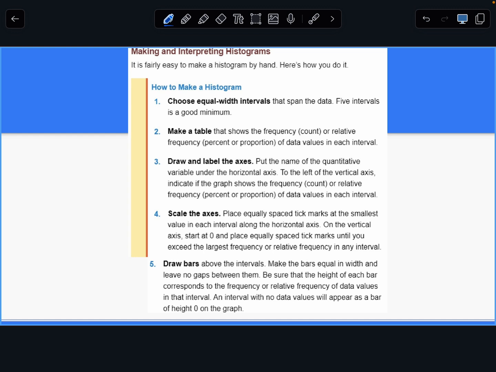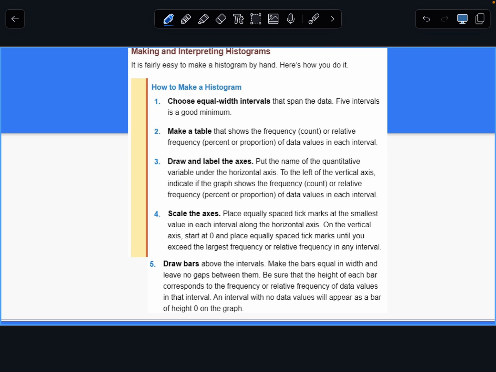We draw and label the axes, put the name of the quantitative variable under the horizontal axis. And for the vertical axis, it shows the frequency or relative frequency of each interval. Make sure we scale the axes, place equally spaced tick marks at the smallest value, right? Again, just make sure that they're evenly spaced out.